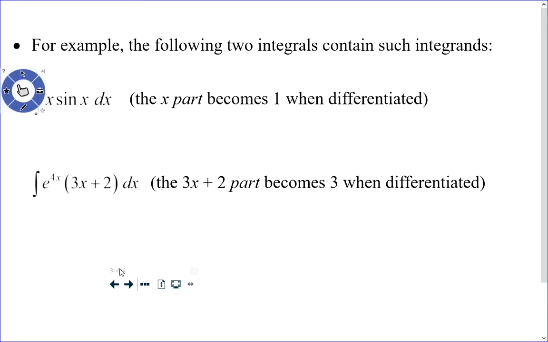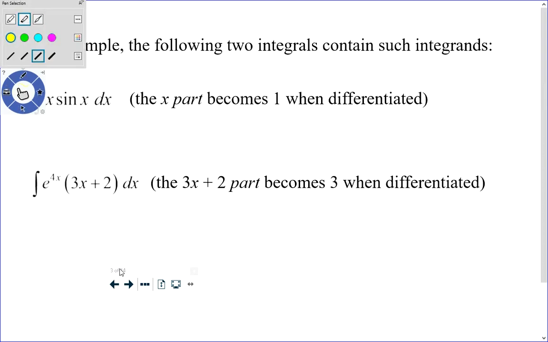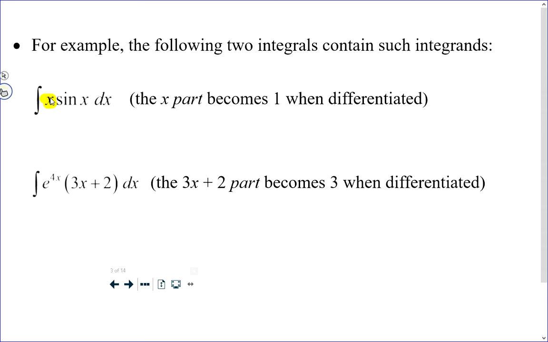So when I take a look at the integral of x sine x dx, x becomes simpler when I differentiate it. When I take a look at the integral e to the 4x multiplied by 3x plus 2, 3x plus 2 is a part of the integrand that gets simpler when I differentiate it. I want you to notice that x in the first integral is a factor. As well as just being, quote, a part, it's a factor. The other factor is sine of x. And in the second integral, 3x plus 2 is a factor.